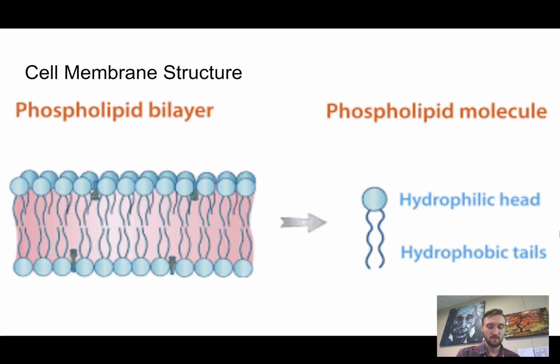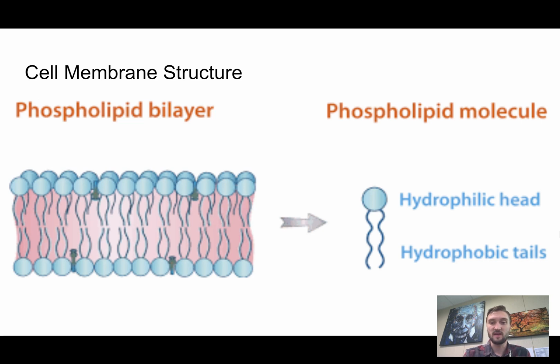Here's a little bit about the structure of the membrane itself before we get into some of the things that are inside of the membrane. So we've got our phospholipid bilayer. Remember, the phospholipid bilayer is what makes up the cell membrane or the plasma membrane, same thing. And it's made up of two layers of phospholipids, okay? Hence the bilayer part. Each phospholipid has a hydrophilic head and hydrophobic tails.